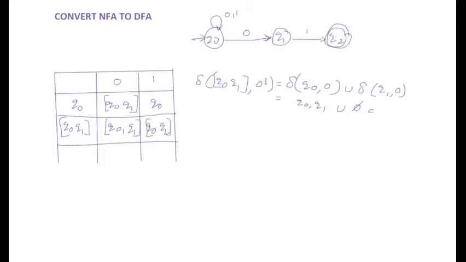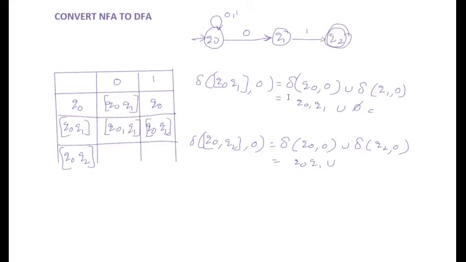So Q0, Q2 we have to introduce as a new state in the first column because it is not defined earlier. Now we need to fill this cell Q0, Q2 on 0. Delta of Q0 Q2 on 0, that is delta of Q0 on 0 union delta of Q2 on 0. Q0 on 0 is Q0 Q1 union Q2 on 0 is not defined in the given NFA, so it is phi. Finally, we got Q0 Q1.